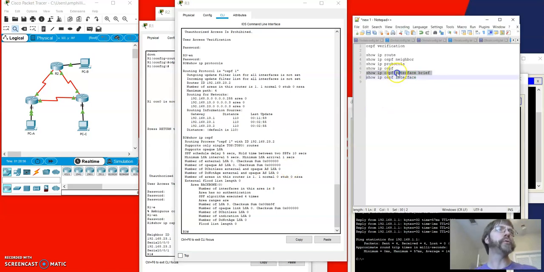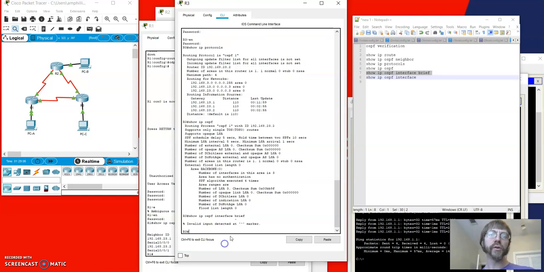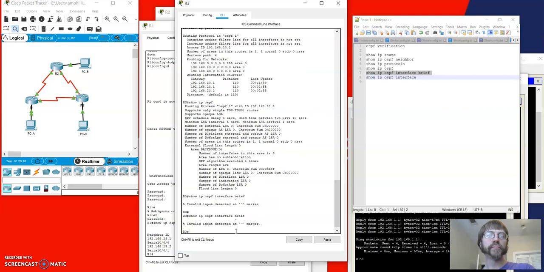Let's see. Let's do OSPF interface. Let's do OSPF interface brief first. So you can use all of these commands. Oh, no, not that. Okay, yeah. Did I misspell brief?